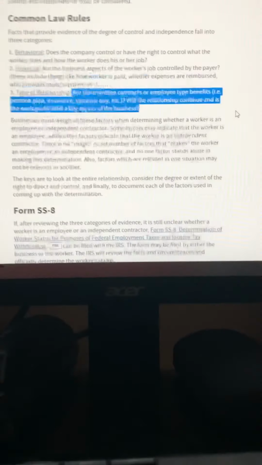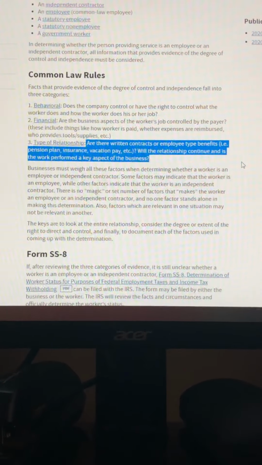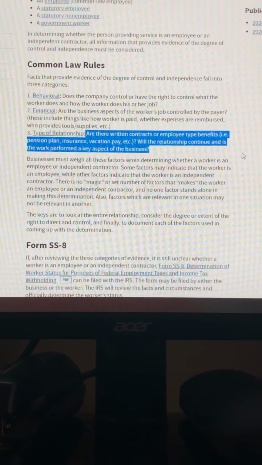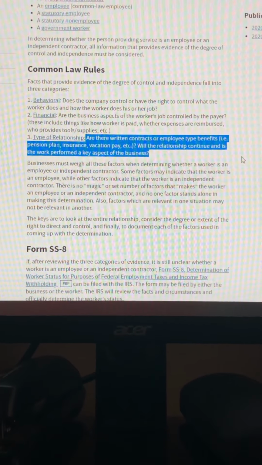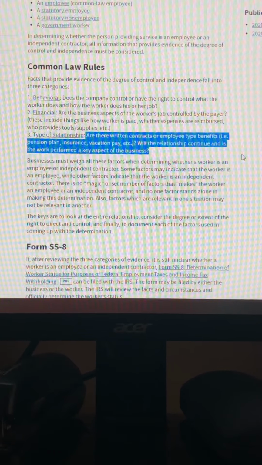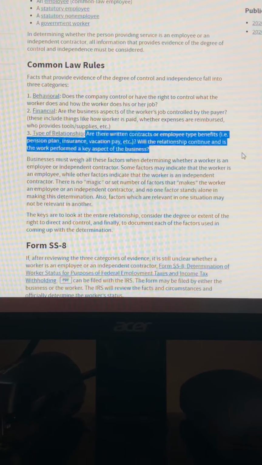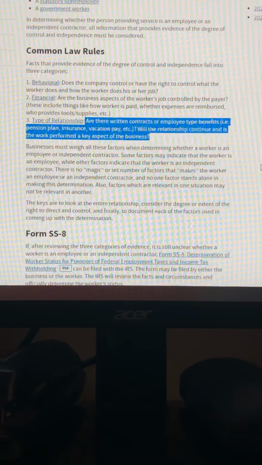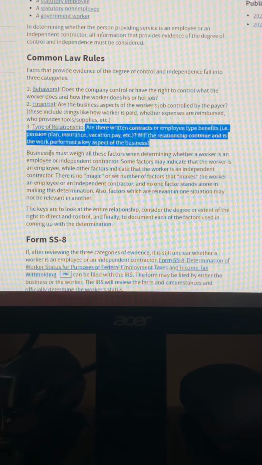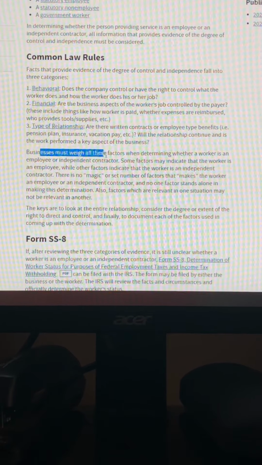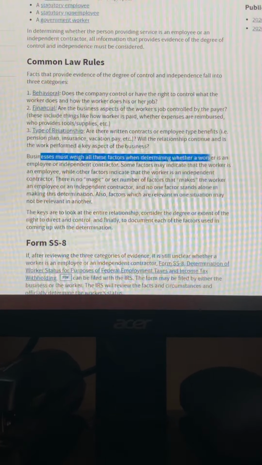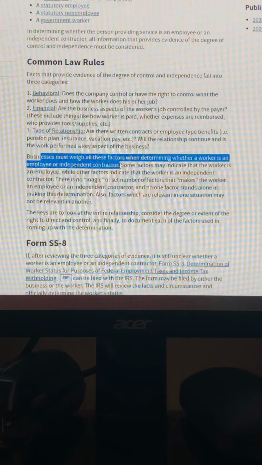So that pretty much wraps up the 3 common law rules that deal with determining who you pay for services is an employee in your business and who's an independent contractor. And then what's really important is right here. Businesses must weigh all these factors when determining whether a worker is an employee or independent contractor.